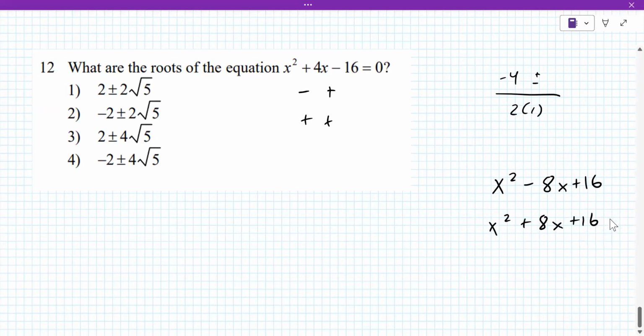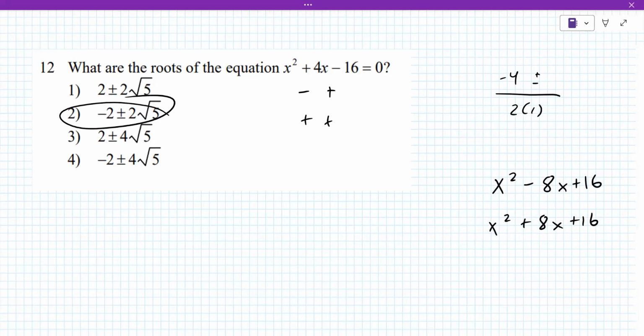Okay, so then it'd be x minus 2 squared is equal to 20, or x plus 2 squared is equal to 20. And it's x equals -2 plus minus square root of 20. So then it'd be x equals -2 plus minus 2 square root of 5. It'd be the second one. All right, very good.